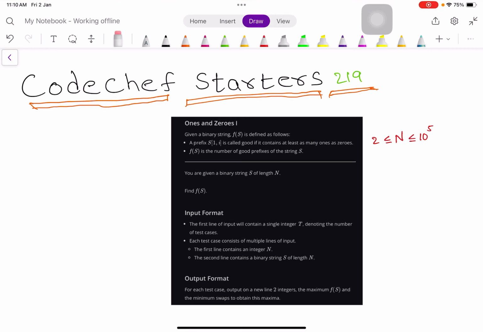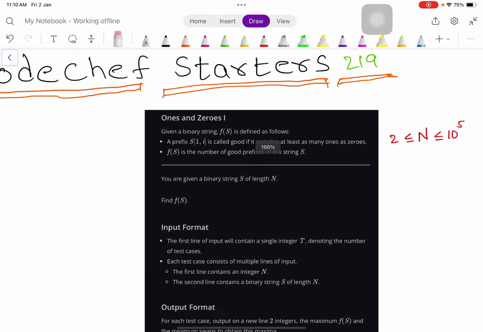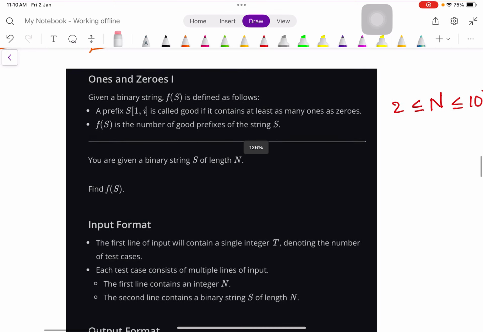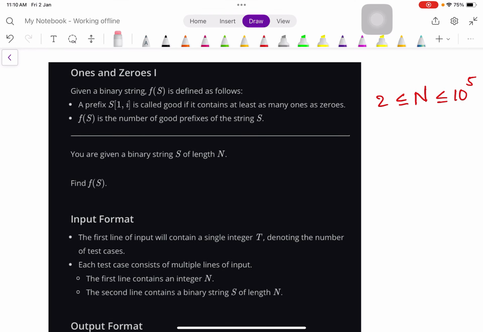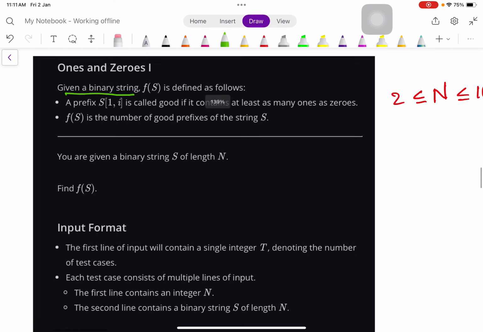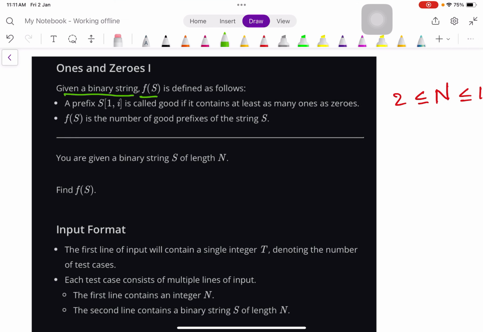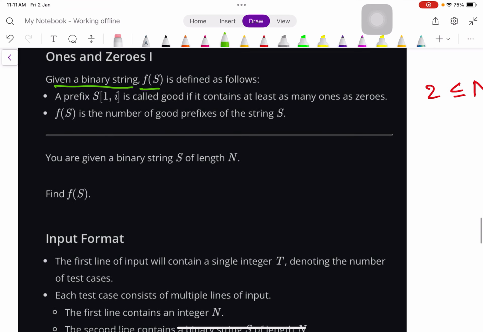Hello everyone, we are going to solve CodeChef Starter 219, Division 4, question 4, Ones and Zeros. Let's understand the question. We are given a binary string s and a function f of s. The function is defined as follows.